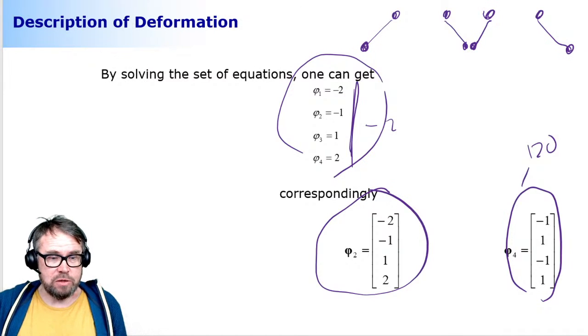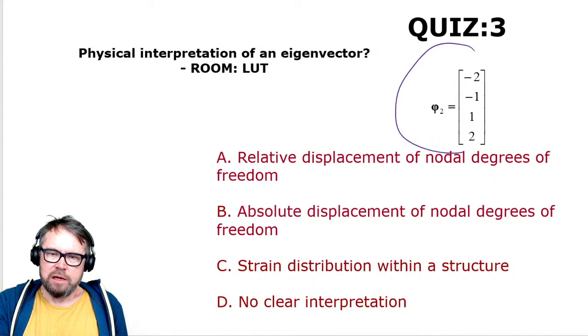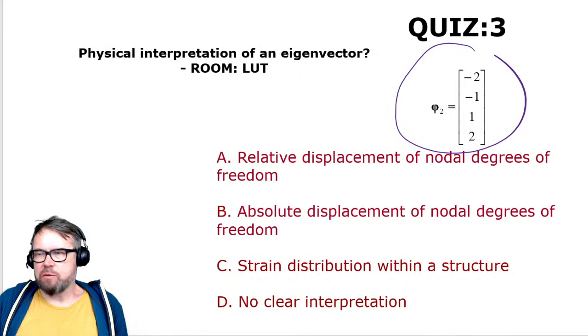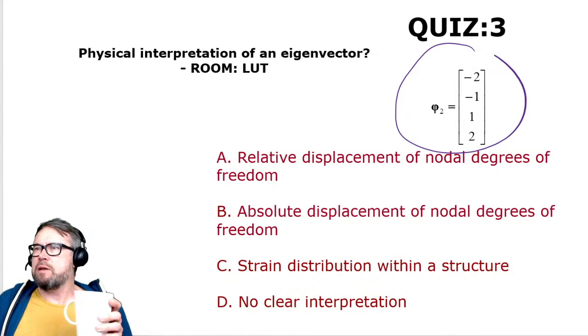Here comes my next in-class quiz, and let me see what's the ID here. ID number 3. I guess we cannot go all the way to number 5 today. But here's my in-class quiz. Now, physical interpretation of an eigenvector. This one here is telling you a relative displacement on dotted degrees of freedom, absolute displacement on dotted degrees of freedom, strain distribution within the structure, or no clear interpretation. You think about that, and I'll drink a little bit of coffee.